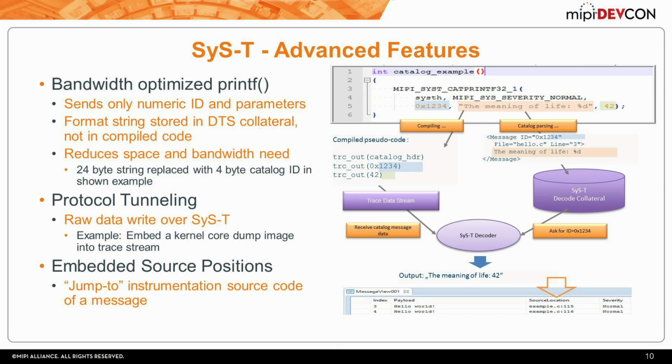So this is about an advanced feature that we get from the fact that we have the static decode collateral for a SyS-T agent in the decode methodology. Many developers use the printf function when they think about software tracing. Printf is a very elegant and powerful function. It can combine static text with variables, format them in a human-readable format, and is quite easy to use.